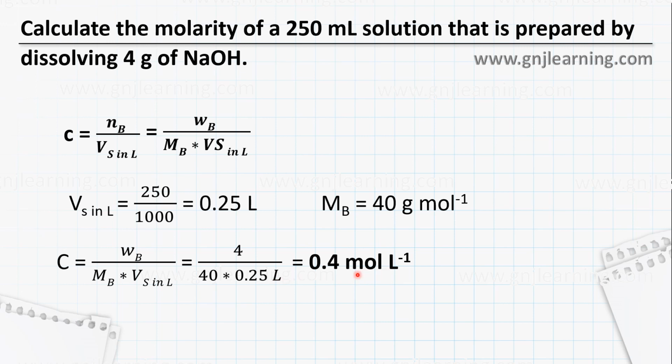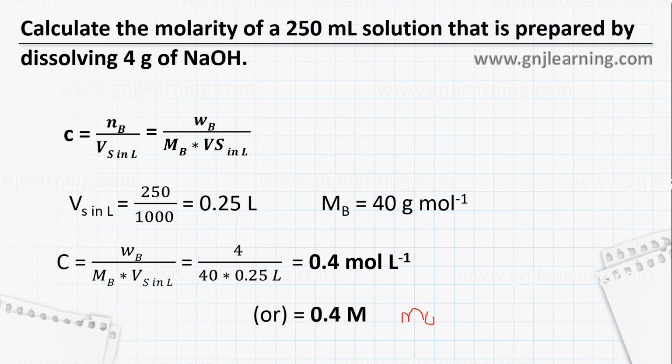So don't forget to express the unit. You can either express it as mole per liter or you can express it as capital M, 0.4 molar. Clear? So this means molar. This is mole per liter. Molarity in short form you can write as molar, M-O-L-A-R, molar. Clear? So you can write it like this, or this means capital M.